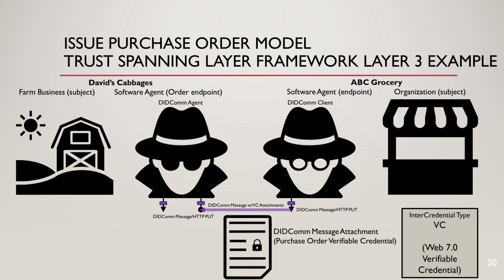And so at the bottom, you can see the purchase order verifiable credential, and you can see its blood type is VC. And it is sent by ABC Grocery's DIDComm agent, and it's received by David's Cabbages' DIDComm agent, very similar to really what we've been talking about all along. So presumably it fits in nicely into the hierarchy.